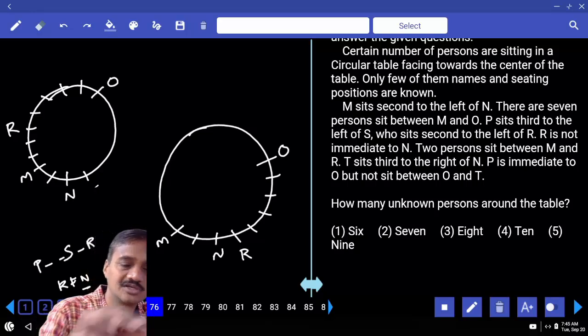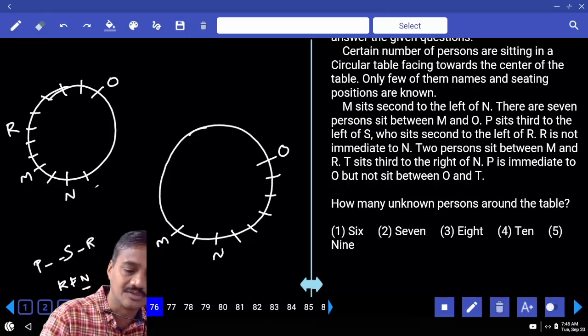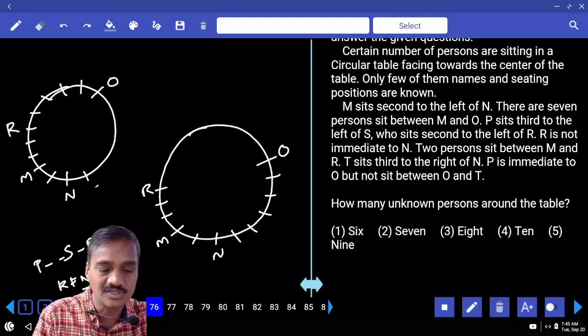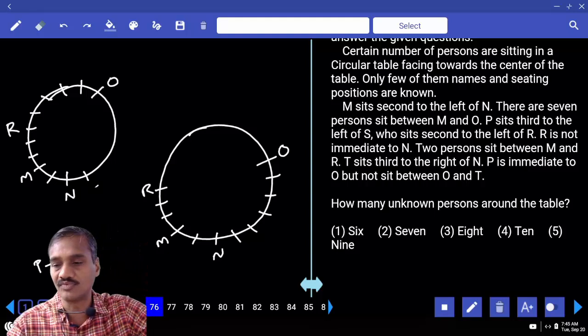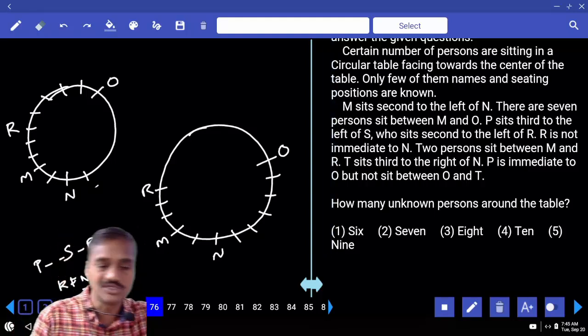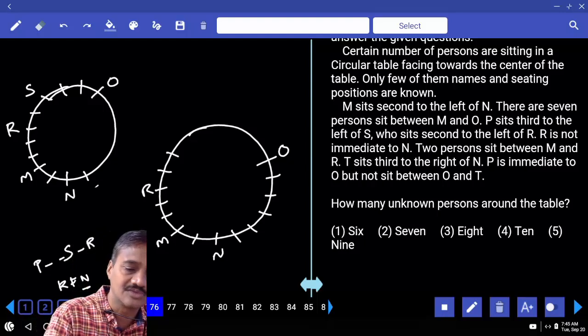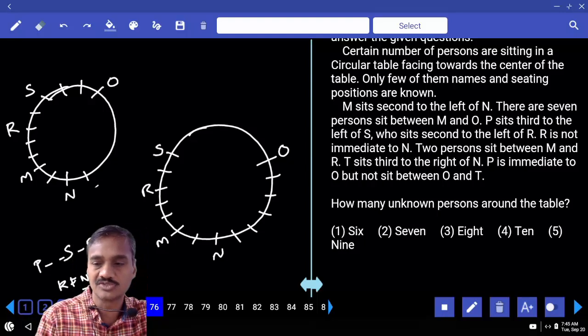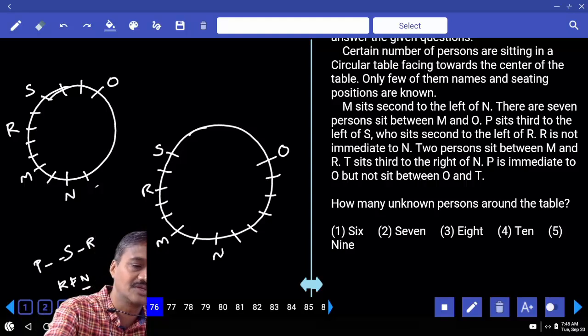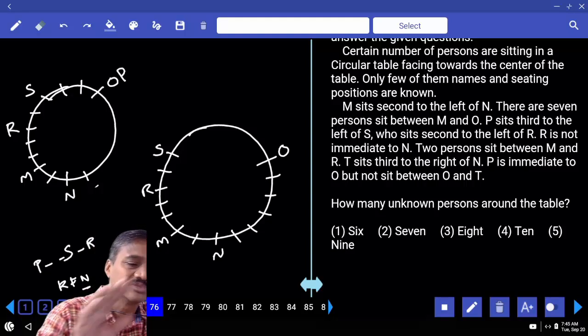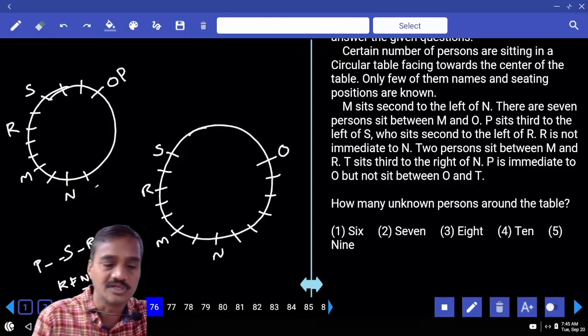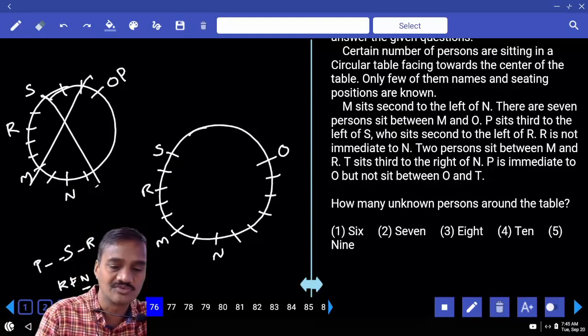R and N are not adjacent to each other, hence R cannot be here. Hence 1, 2, R is here. Then if R is here, S is seated second to the left of R, so S is here. And next one, P sits third to the left of S, 1, 2, 3. Hence O and P must be in the same place. Is it possible? The first case got invalid. Now we are left with the second.